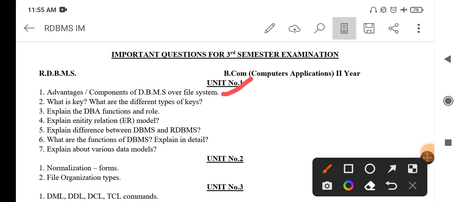system. So, first we have to explain what is a file system, and what are the drawbacks which are available in the file system. So, we have to explain what are the benefits when I am using the DBMS. That we have to explain in this question.